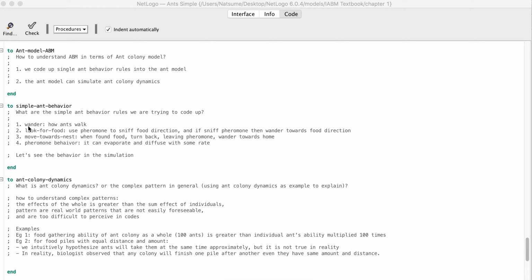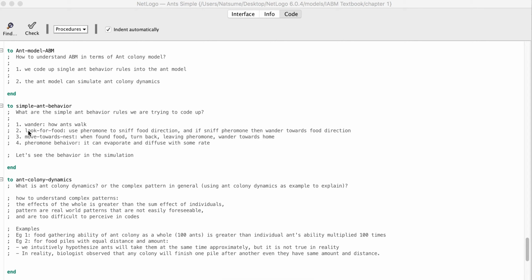The first rule is probably the most common rule, that is to wander. That is how ants work in the real world. It always looks like the ant is doing some random work. Okay, at least that seems to be so. So we need to code up wander.